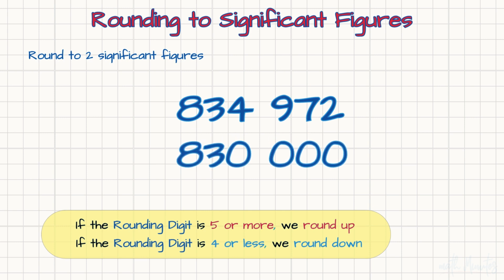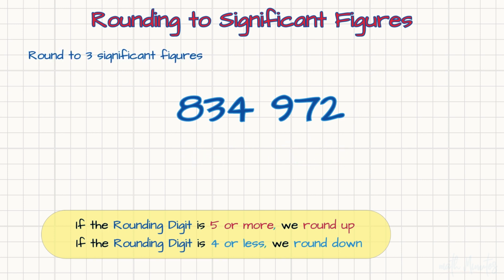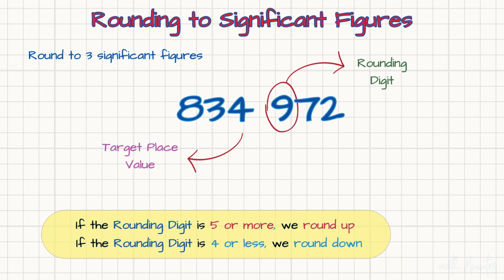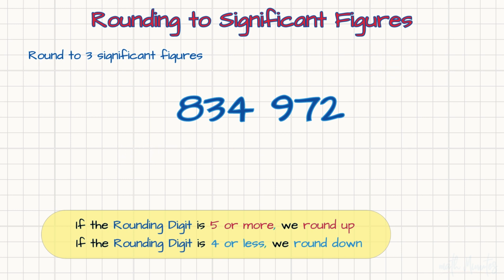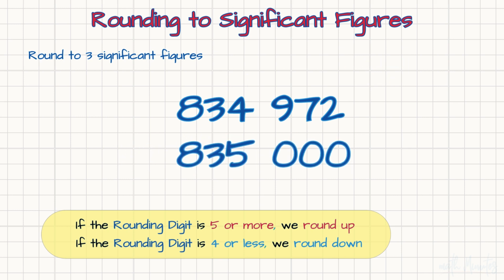We can see from this example that after we round the target place value, all other digits that follow up to the decimal point become zeros. Now let's round the same number, 834,972, to 3 significant figures. The target place value is the third digit, which is the 4 in the thousand place. The rounding digit is to the right, the 9 in the hundreds place. Since 9 is greater than 5, our number rounds up. The target place value increases by 1 and the number rounds up to 835,000.